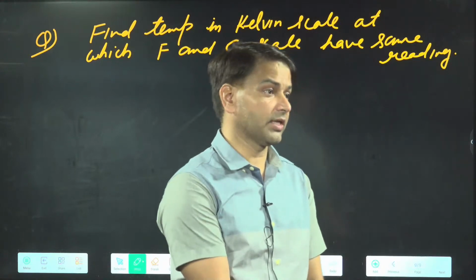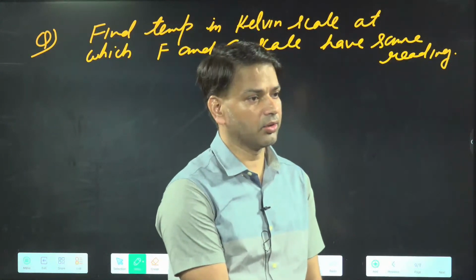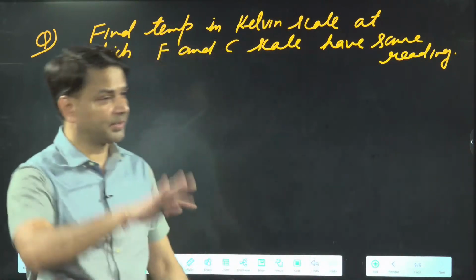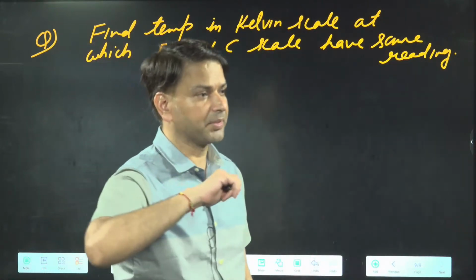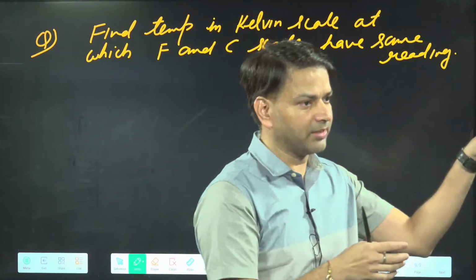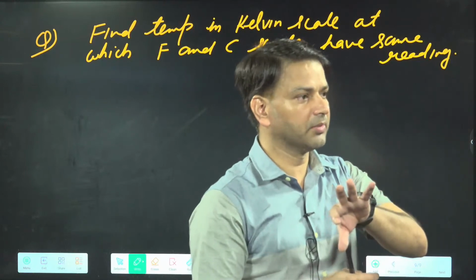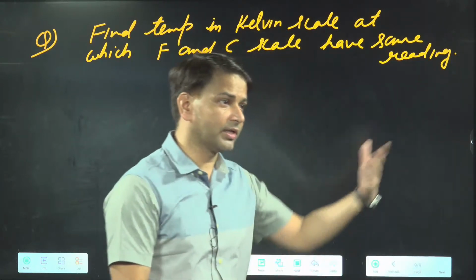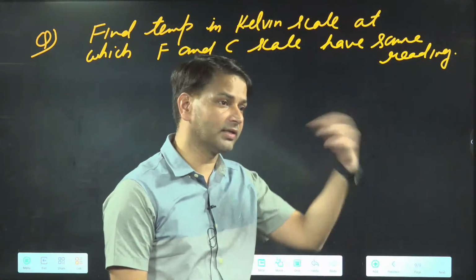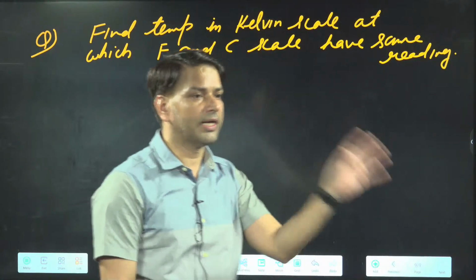So first we have to check whether it is possible or not. Then we can find the values. We have to find that temperature, the reading at which the Fahrenheit scale will show the same as the Celsius scale. Like suppose body temperature, Fahrenheit shows different and Celsius shows different, but we have to find the temperature at which they will show equal readings.